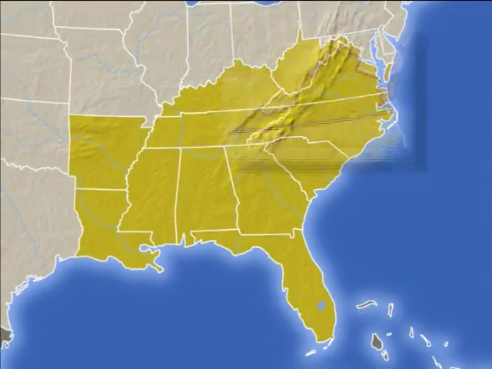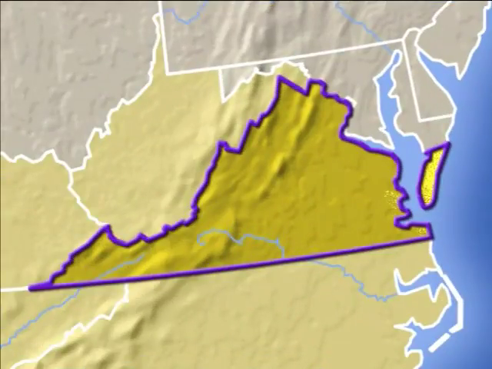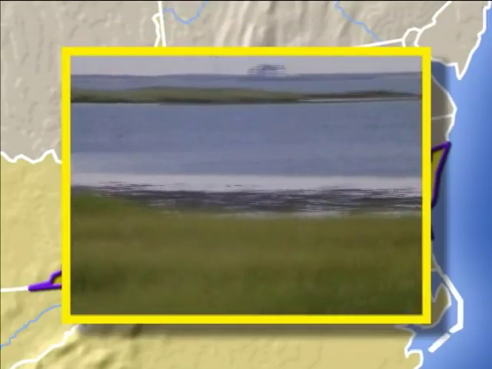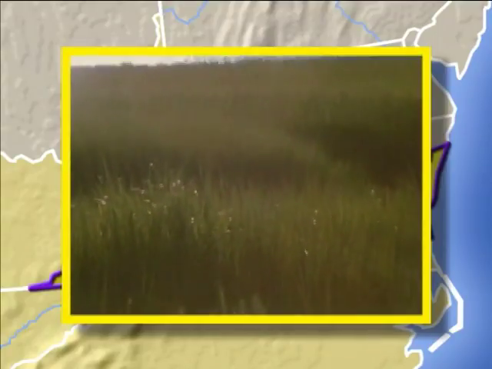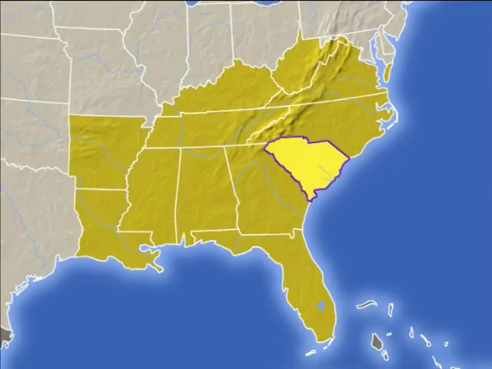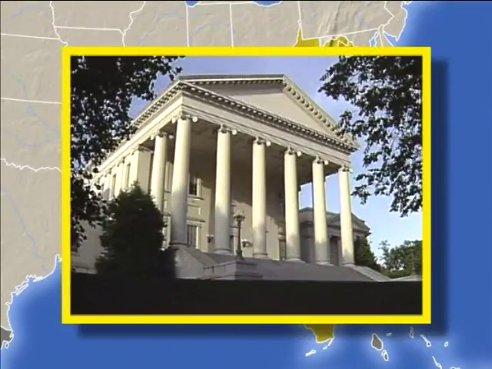A region can be small. For example, the eastern side of the state of Virginia is called the Tidewater region. That's because many of the rivers there are affected by the changing tides of the Atlantic Ocean. In fact, a state can be considered a region too. The people in a state share a common government.